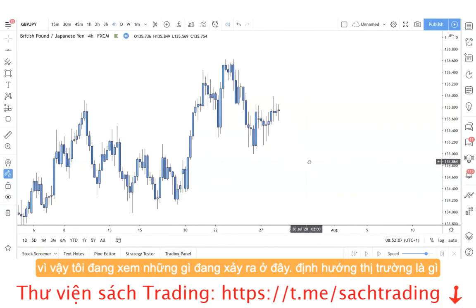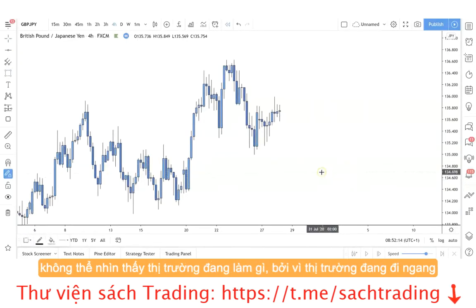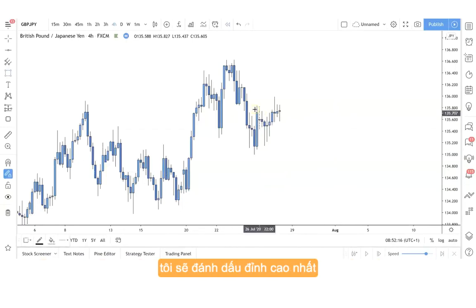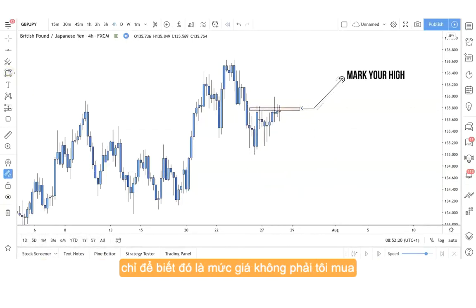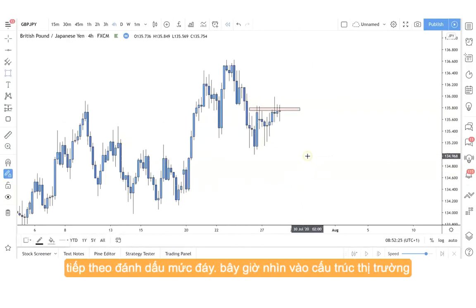So what is my directional bias? That's what I need initially. Well, at the moment, I don't have a directional bias. I can't see what the market's doing because the market is ranging. So I'm going to mark my high just so that I know that's where price is respected. Not that I'm looking for sells, just where price is respected. I'm going to mark my low.